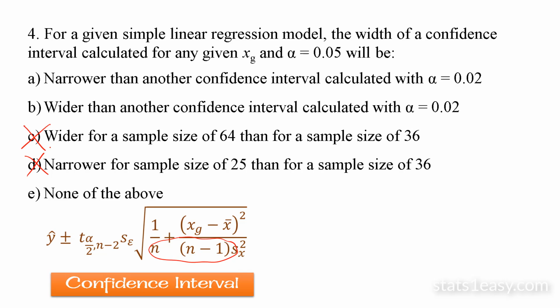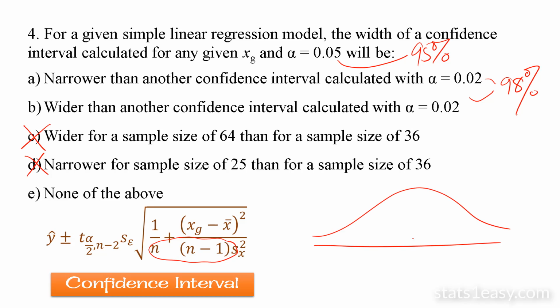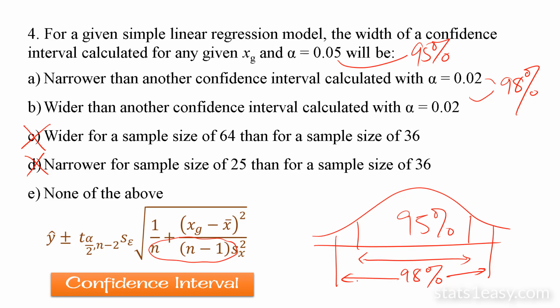So let's look at A and B for alpha equals 0.02. The first thing to note here is that alpha equals 0.05 means 95% confidence, and alpha equals 0.02 means 98% confidence. So in essence, when alpha is 0.05, we have 95% confidence and the width of the interval is pretty much just that. But when it is 98%, we have a wider interval. So the confidence interval will be narrower for 95% than for 98%.